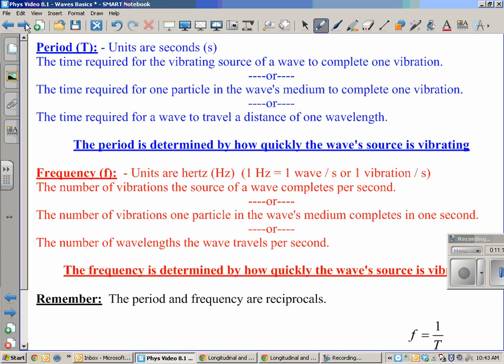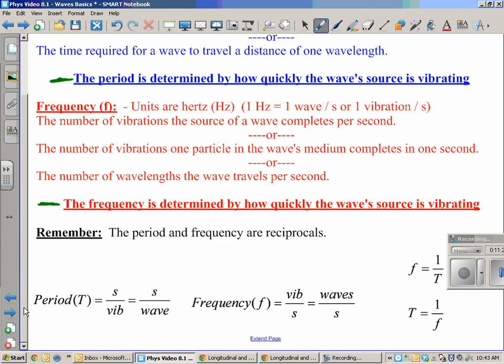The big thing that I want to call attention to, apart from the definitions, is that the period is determined by how quickly the wave source is vibrating. Okay, the faster it's vibrating, the smaller the period is going to be, because it takes less time to go back and forth once. All right, and then frequency, same thing. The faster it's vibrating, the bigger the frequency. Okay, so write those down.